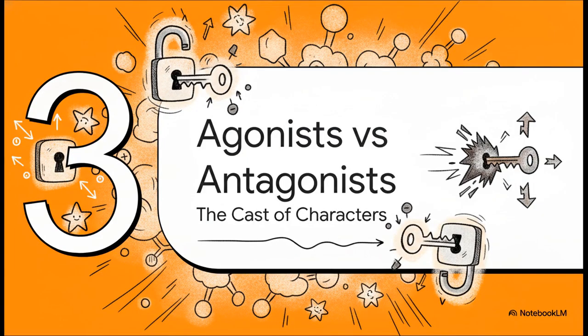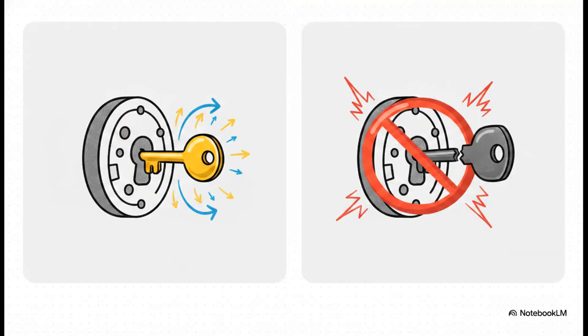Which brings us to Section 3, agonists versus antagonists, the cast of characters. All right, let's meet our main players. A full agonist is a drug with an intrinsic activity of exactly 1. It perfectly mimics the body's natural molecules to produce a maximal biological response. Imagine a drug like phenylephrine sliding perfectly into the lock and turning it completely to open the door.